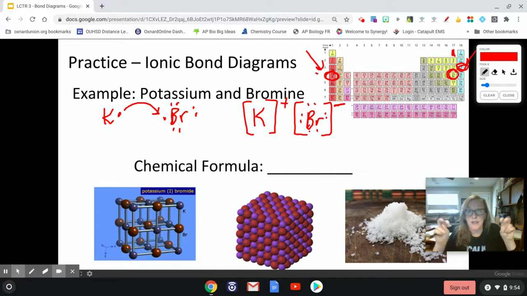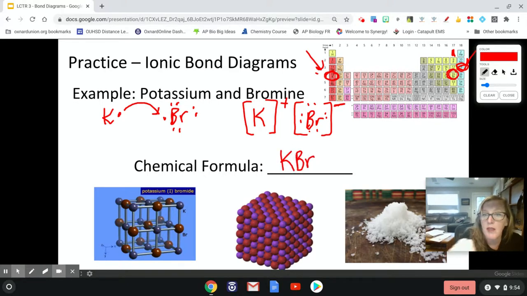Each of those atoms is now satisfied. So I don't need to add any more atoms to the picture because the charges between them cancel out. And so what we have is one of each, and I can just write my formula as KBr. I scoot those element symbols together to show the formula, and it's KBr.